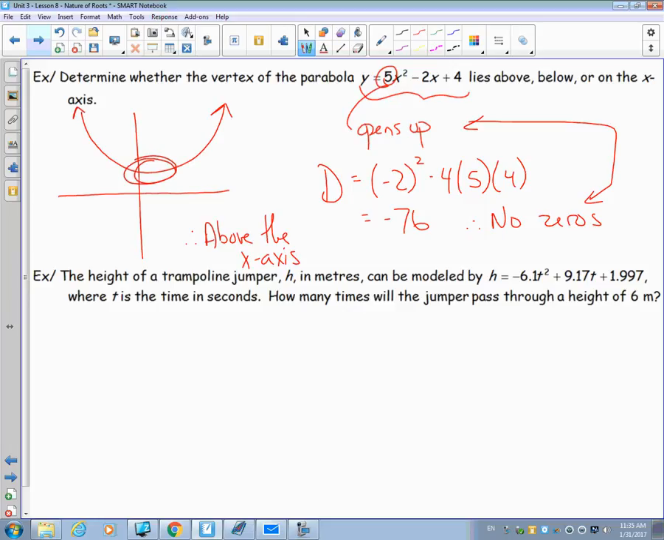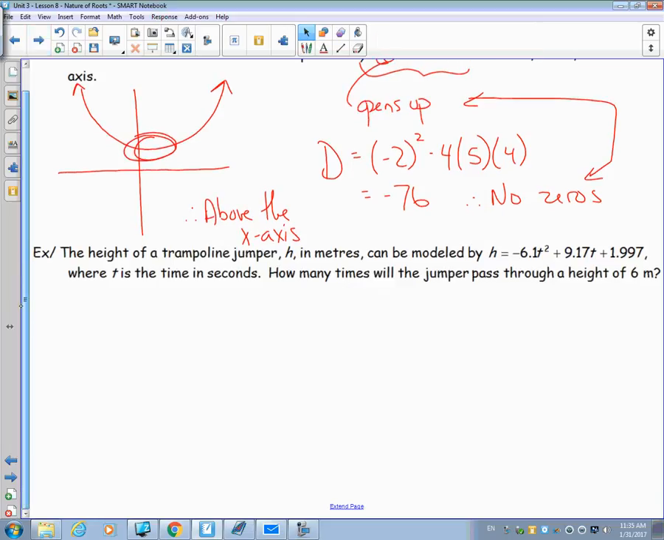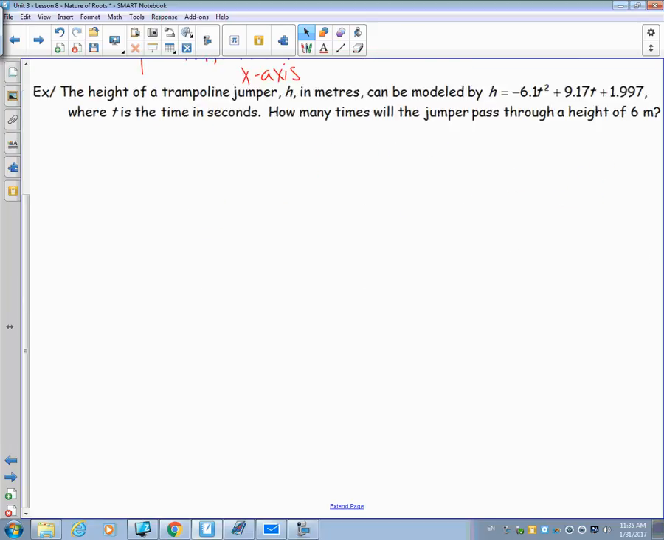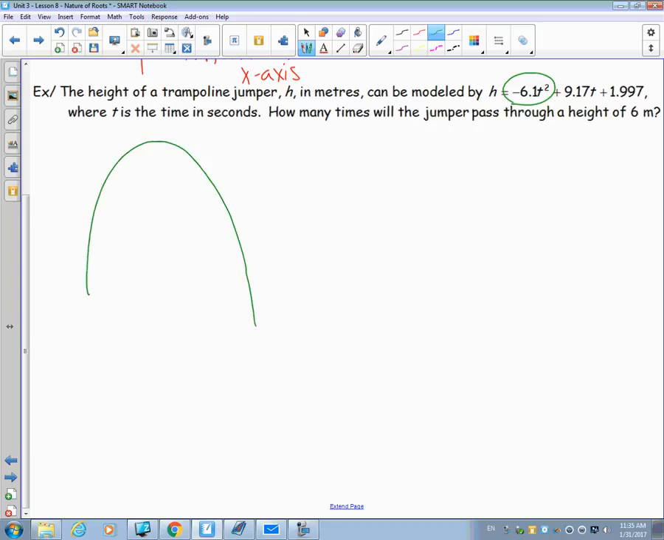The height of a trampoline jumper in meters can be modeled by this equation, where t is the time in seconds. How many times will the jumper pass through a height of 6 meters? So, look at my equation, I can tell it opens down, which kind of makes sense. So the trampoline goes up, comes back down. I want to know how many times it passed through 6.